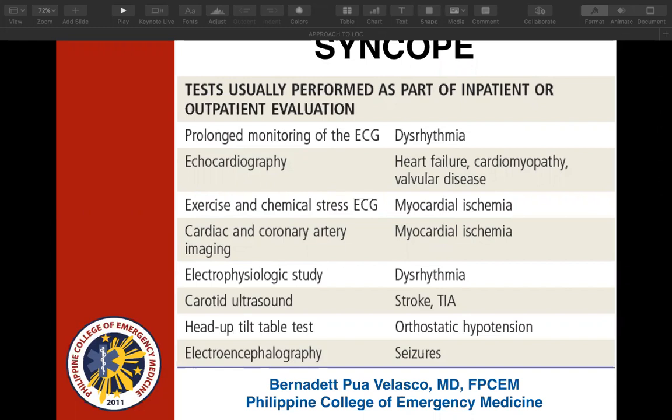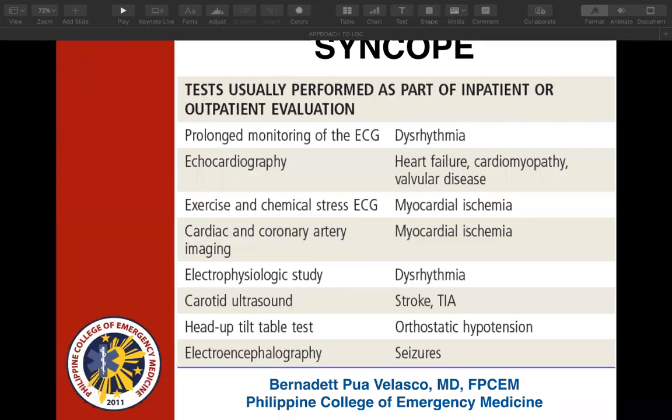So this test is usually performed as part of the inpatient or outpatient evaluation. So once the patient is already admitted, we can do this test. For a patient you caught in the 12-lead ECG that are having dysrhythmia, you can request for a prolonged monitoring or Holter monitoring of the ECG. Or for those that have signs of heart failure or cardiomyopathy and valvular disease, you can request for echocardiography. For myocardial ischemia, you can do exercise and chemical stress tests, as well as cardiac and coronary artery imaging.